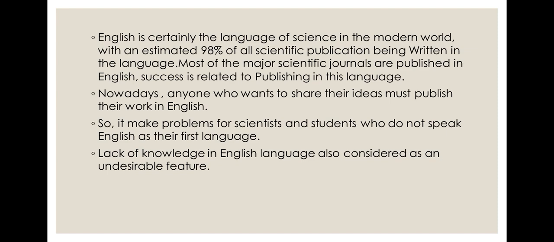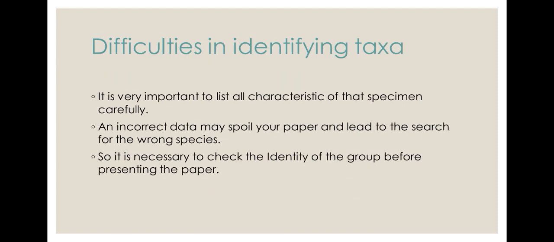Nowadays, anyone who wants to share their ideas must publish their work in English. So it makes problems for scientists and students who do not speak English as their first language. Lack of knowledge in English language is also considered as an undesirable feature. Then difficulties in identifying taxa. It is very important to list all characteristics of that specimen carefully. And incorrect data may spoil your paper and lead to the search for the wrong species. So it is necessary to check the identity of the group before presenting the paper.